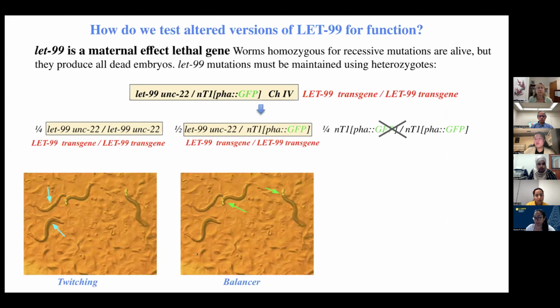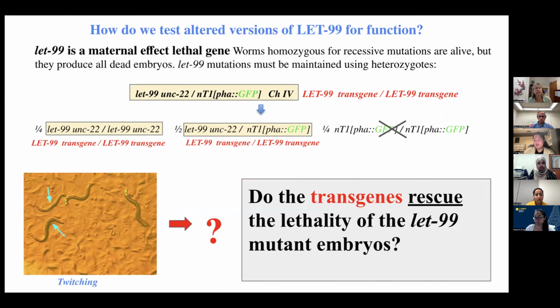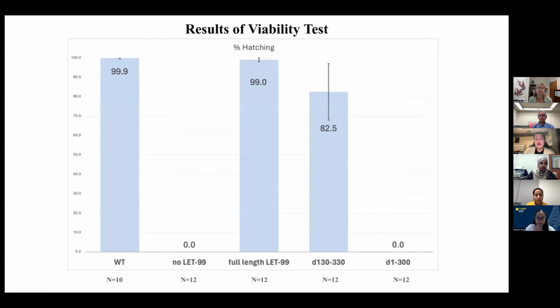So the transgene we're adding to the mom then segregates into the next generation. After segregation, we can pick the homozygous recessive mutant to do the hatch count to see if the transgene can rescue the lethality of the lead99 mutant embryos or not. After we do the hatch count for the viability test, here's the result of the percent viable embryos.